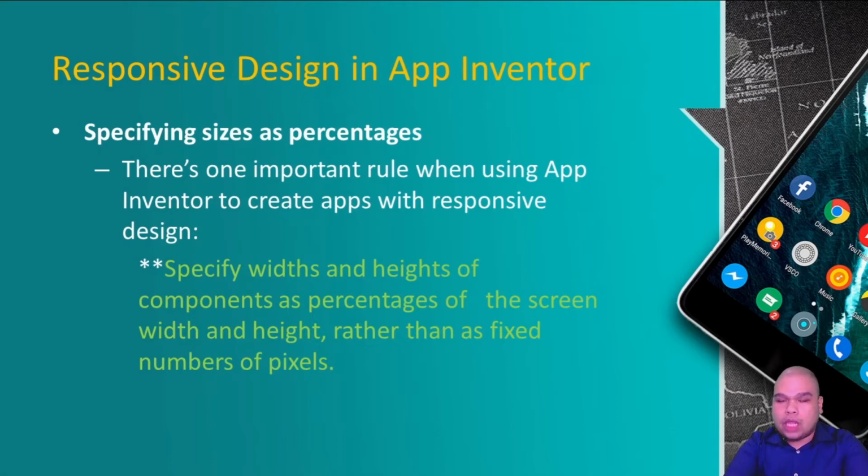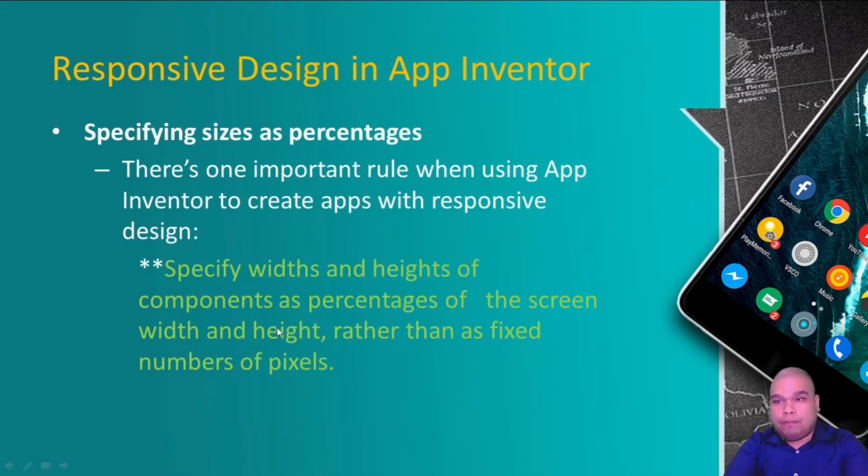The first and most important one is specifying sizes as percentages. There's one important rule when using App Inventor to create apps with responsive design. You want to specify widths and heights of components as percentages of the screen width and height rather than as a fixed number of pixels, to accommodate different types of mobile devices.